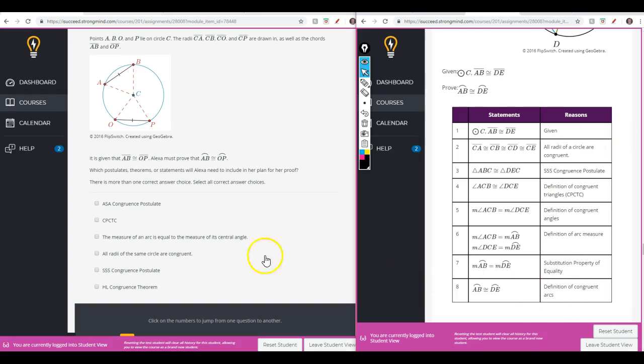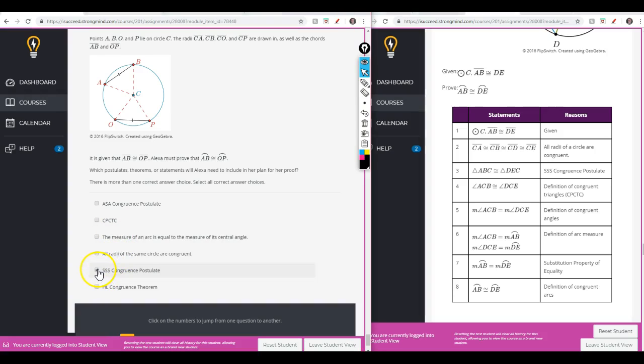So I'm looking for any of those, and there was the side. All radii of the same circle are congruent. The measure of the arc is equal to the measure of its central angle. That's correct.